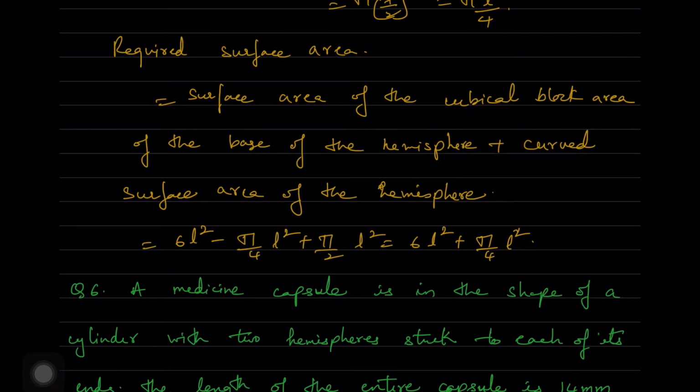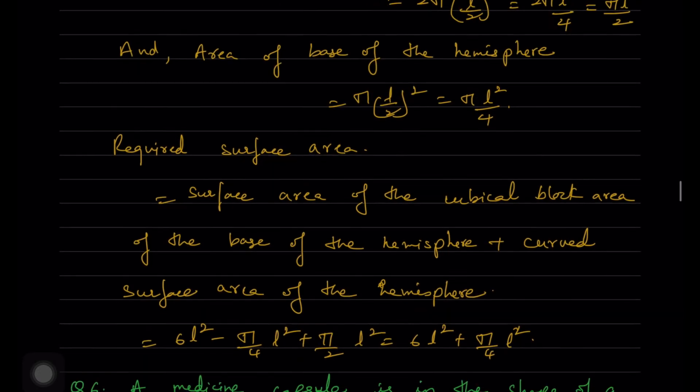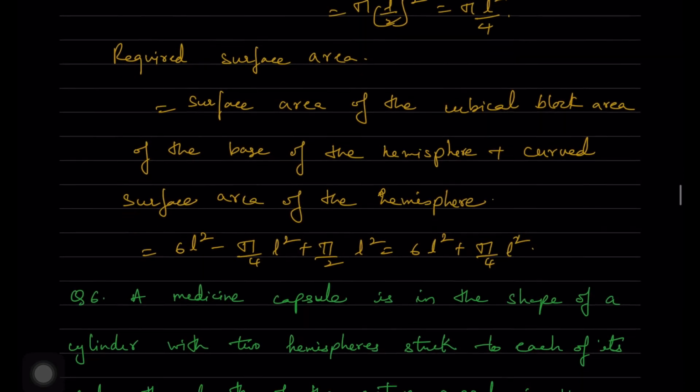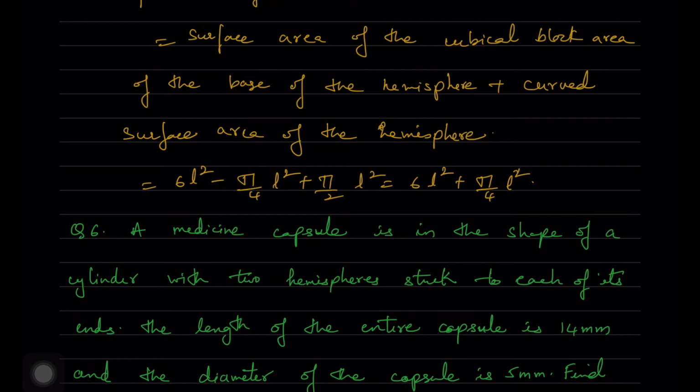So we are having it's equal to nothing but 6L square minus pi by 4 L square plus pi by 2 L square. So surface area of the cubical block, we are minusing one part of this, that is area of the base of the hemisphere we are minusing, and then we are adding the curved surface area of the hemisphere. Okay, because that middle part is removed, that it is cut out from that. So we are removing that part, so that is you are minusing over here, then you are adding this curved surface area of the hemisphere, which is equal to 6L square plus pi by 4 L square. So this is the answer for that.